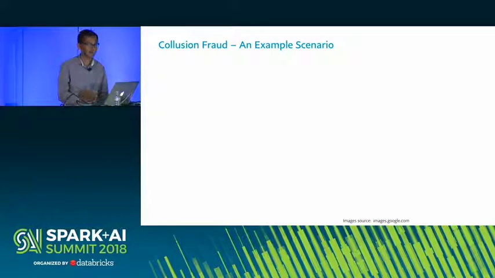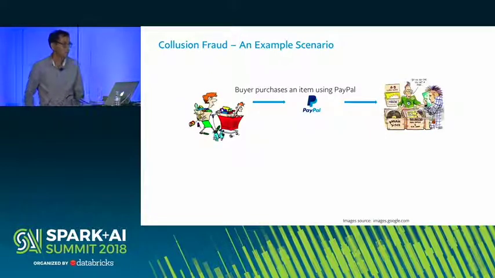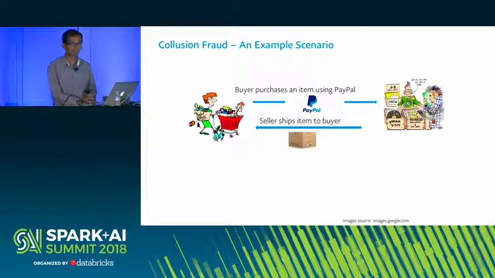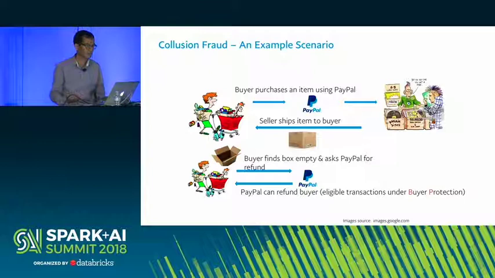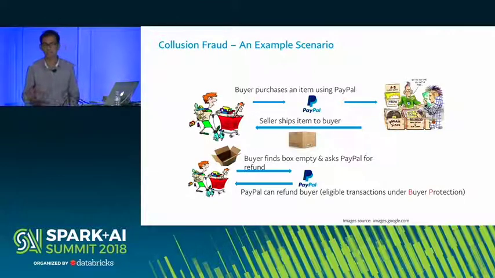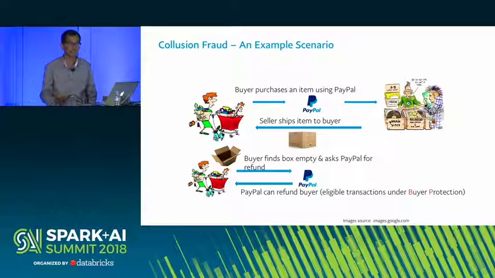So collusion fraud, I'll give you a simple example. Hopefully we're all good people here, right? So don't get any ideas from this example. The simple example is that let's say the buyer purchases an item using PayPal. The seller ships the item to the buyer. The buyer finds the box empty and asks PayPal for a refund. PayPal can refund the buyer because in most cases, we provide buyer protection. No questions asked. We refund the buyer whatever money they asked for.